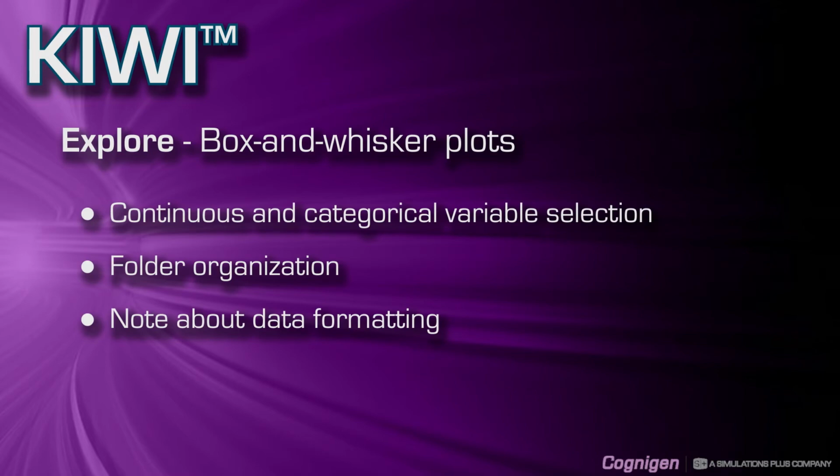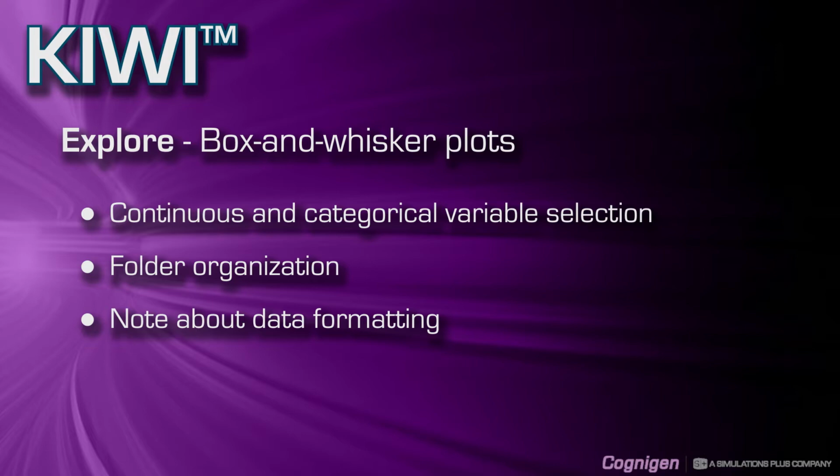In this tutorial video, I will talk about the creation and customization of box and whisker plots in KIWI Explorer. Box and whisker plots, also called box plots, show the distribution of continuous variables for specific values of categorical variables. Box plot profiles are fairly simple and offer a limited number of options. In this video, I will illustrate the selection of the continuous and categorical variables included in the box plots.